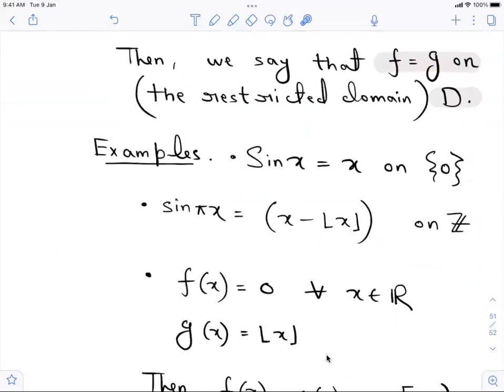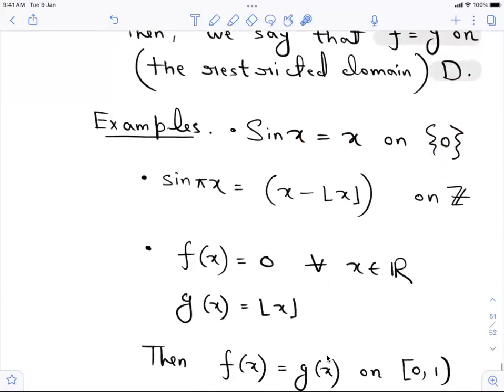With some examples, things will be clear. Sine x and x. As functions, sine and the identity function x are going to be equal on the set {0}. On this set, both take the same value, right? So this is a very bad example. This set is too small. Let's try to find examples of two different functions which become equal on an infinite set.